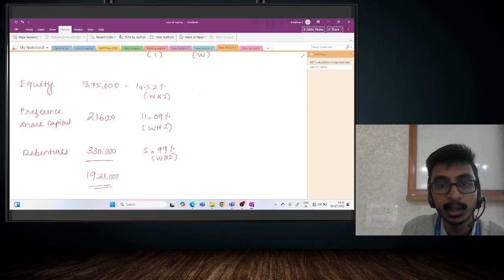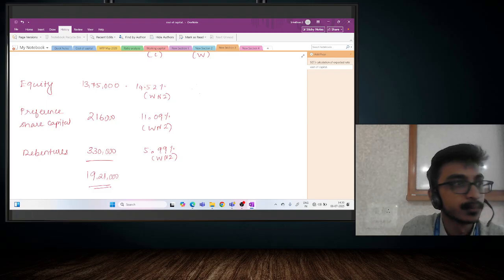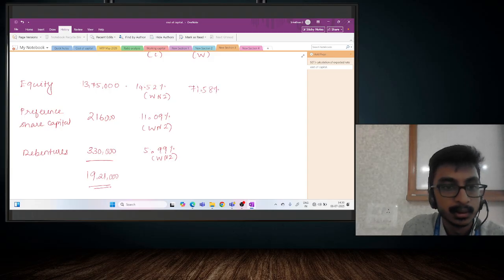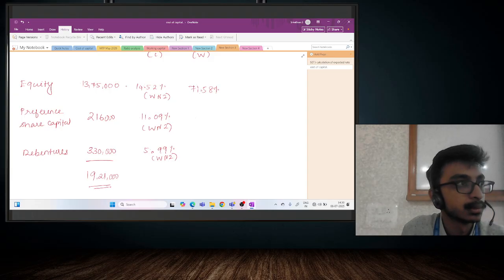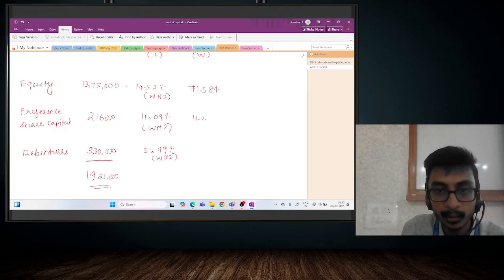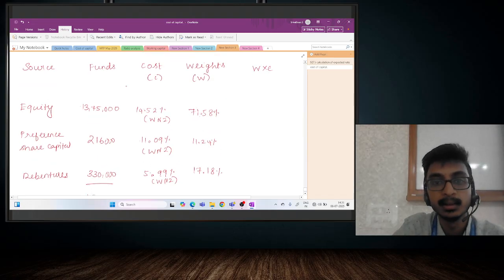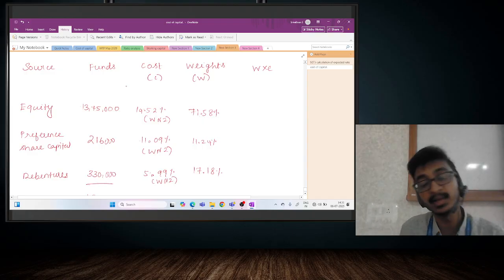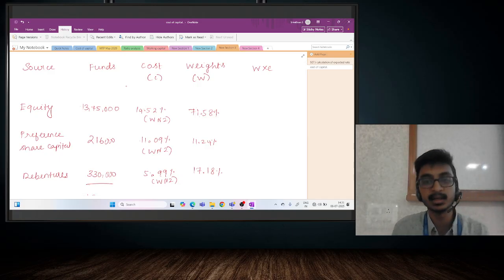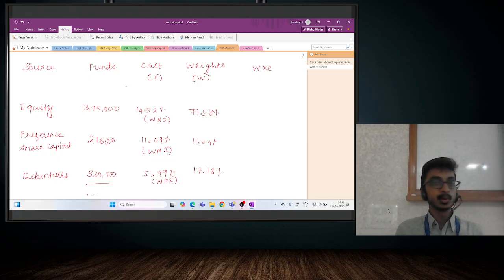1375 divided by 1921. How much do we get? 71.58%. 2 lakh 16 by 1921, 11.24 percentage. 330 by 1921, 17 point. So now multiply weights into cost, meaning individual weights into individual costs, and add everything, we get the weighted average cost of capital.